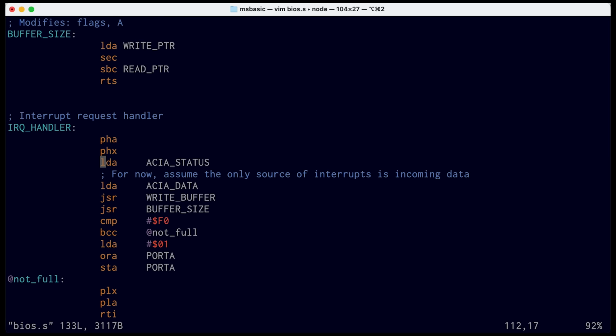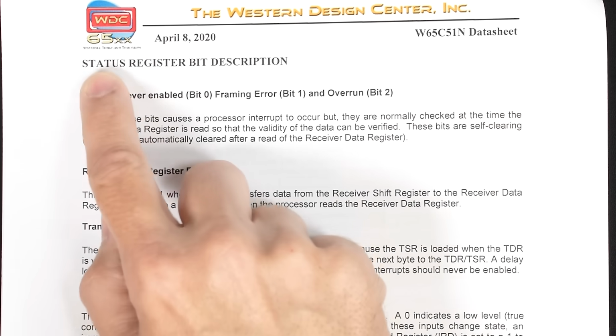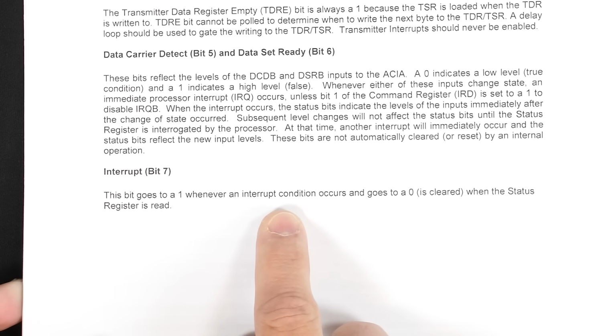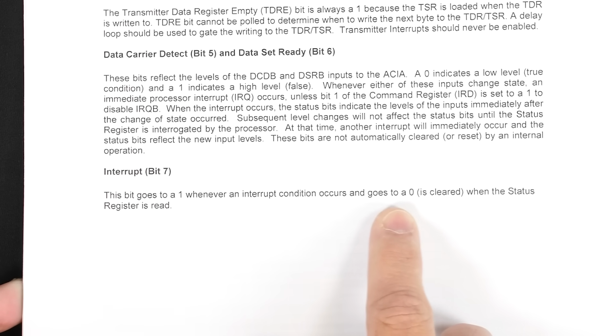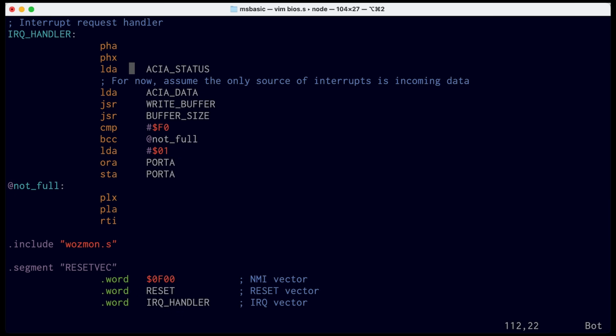Now let's take a look at the current interrupt handler. And here it is, and the first thing we do, other than saving registers on the stack, is read ACIA status. That's because reading the status register acknowledges and resets the interrupt from the serial interface. So here's the datasheet for the UART, and you can see for the status register, it says that bit 7 goes to 1 whenever the interrupt condition occurs, and then goes back to 0 when this status register is read. So we read the status register here to acknowledge that interrupt, but we don't actually look at what we read. We just move on and read the data.